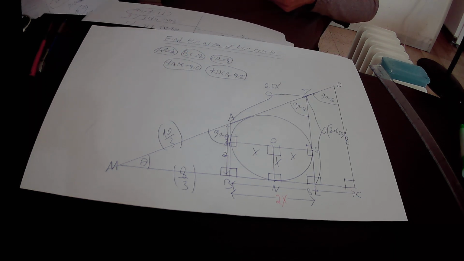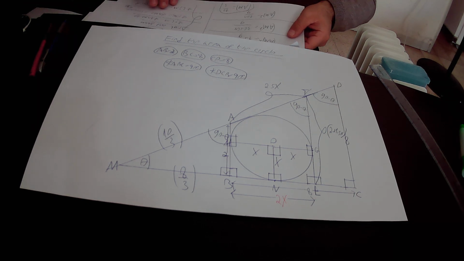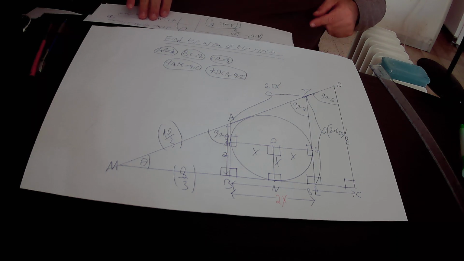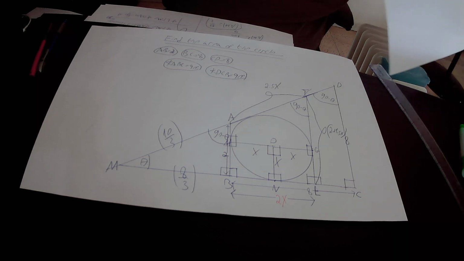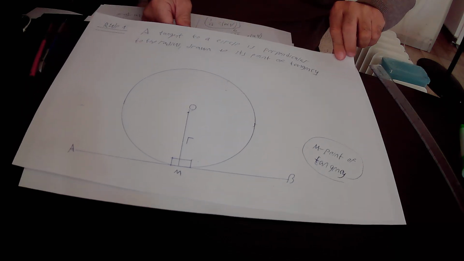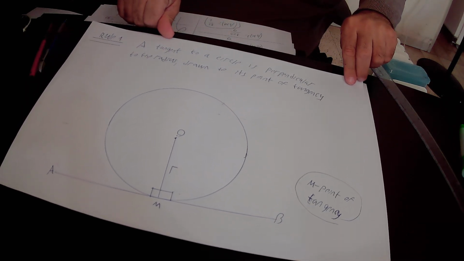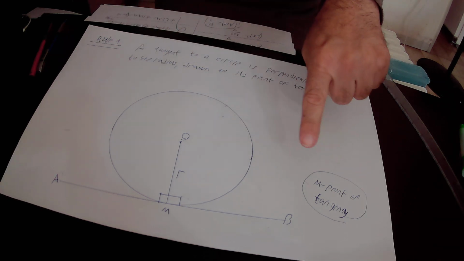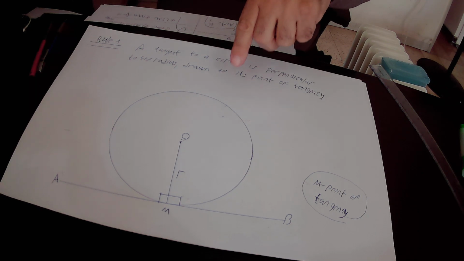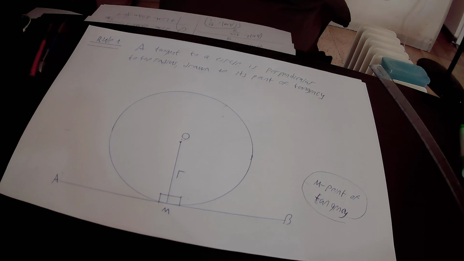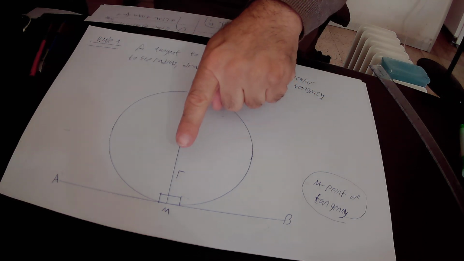In the next step, I presented to you a new rule and we implemented the new rule in our drawing. According to rule number 1, a tangent to a circle is perpendicular to the radius drawn to its point of tangency. Tangent AB is tangent to this circle at point M. Point M is the point of tangency. And we have the radius OM that is drawn to point M, so the tangent AB will be perpendicular to the radius MO.